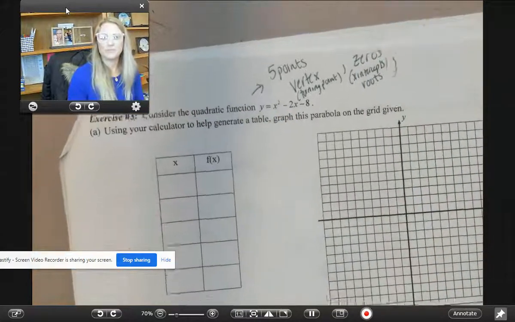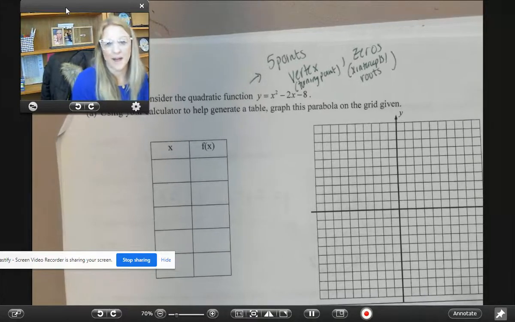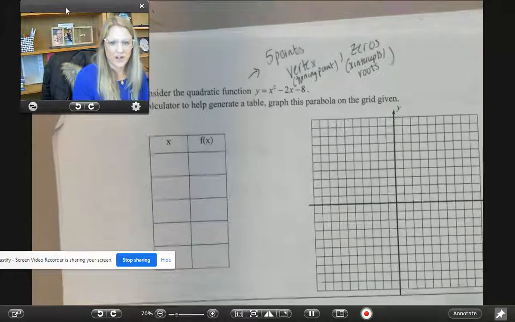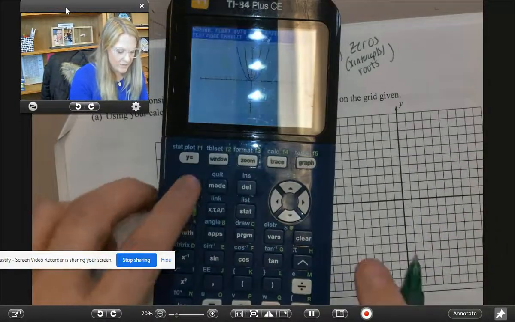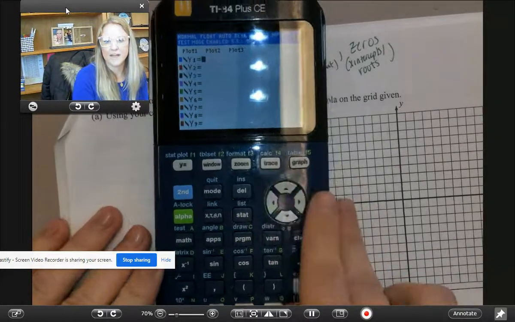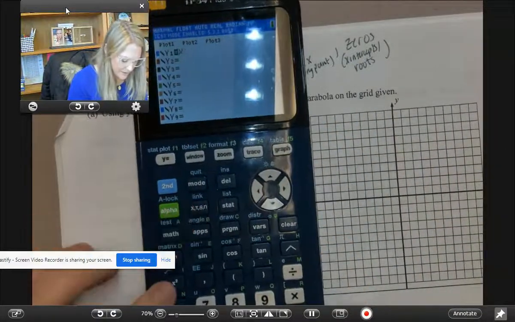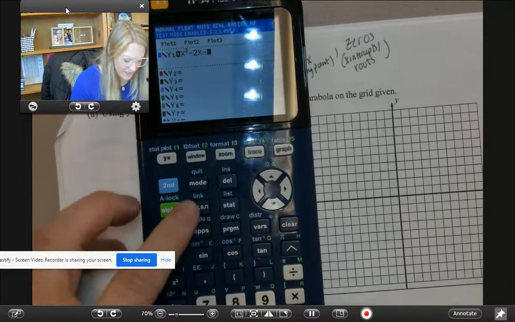Okay? And then we can plot some other ones as well. And I'm going to talk about one in particular that comes back up in this equation, ax squared plus bx plus c. Okay? So using your calculator, let's generate a table and graph this parabola. So let's go ahead and go to our y equals. I'm going to clear out my old equations here just by hitting the clear button. And let's go graph x squared minus 2x minus 8. X squared minus 2x, this time is subtract, not negative, minus 2x minus 8.